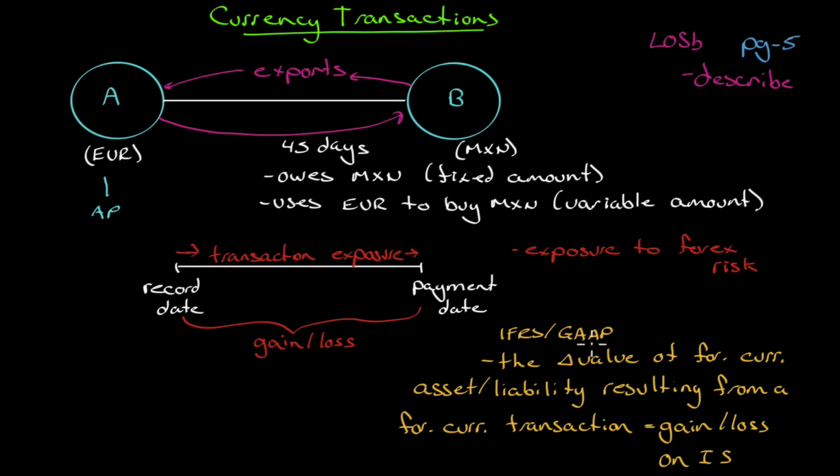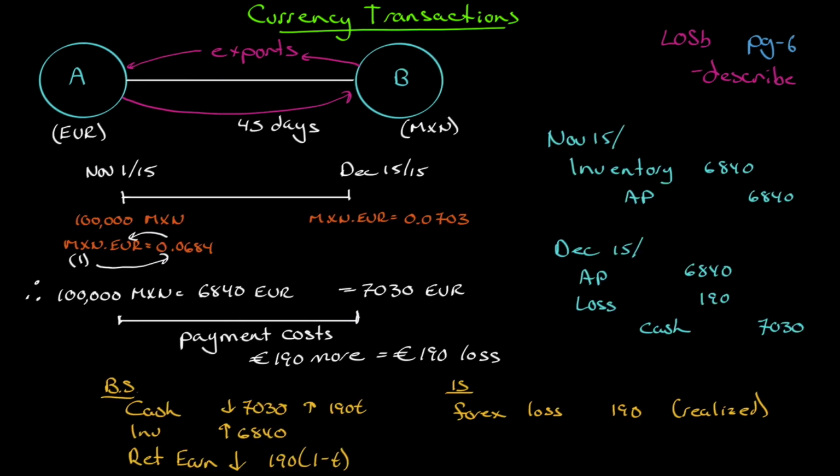That's it. The gain or loss on the income statement for IFRS and GAAP. When we get to foreign currency subsidiaries, we're going to see that that is not the case between IFRS and GAAP. But for just a transaction, well, it goes right on the income statement. So let's do an example. Let's throw some numbers behind this just to give it some concreteness. So B exports to A something worth $100,000 and bills it in pesos, 100,000 Mexican pesos. And then A, in 45 days, which will be December 15th, will pay the Mexican company. So November 1st is the record date. December 15th is the payment date.